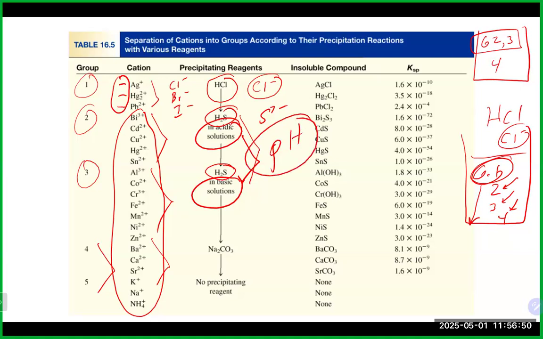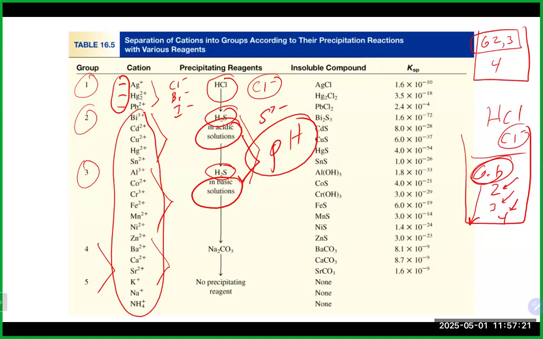So when you want to separate out group 2 from everybody else and not take group 3 with it, you actually make the solution really, really acidic, like a 0.5 pH. And what that does is it's the right conditions for group 2 to precipitate out with the sulfide, but not group 3. So again, by using pH, you can selectively precipitate out one group of ions and leave the other one still in the solution.